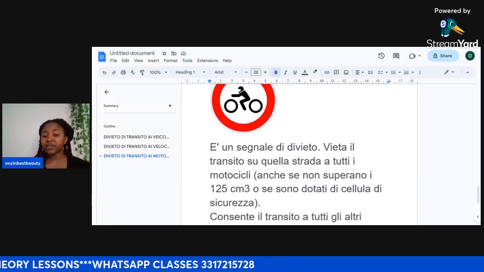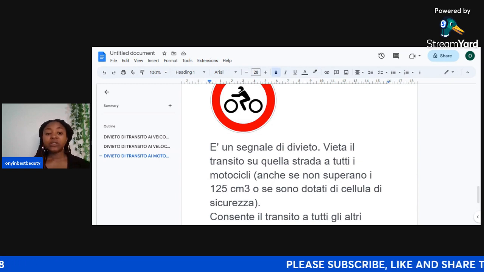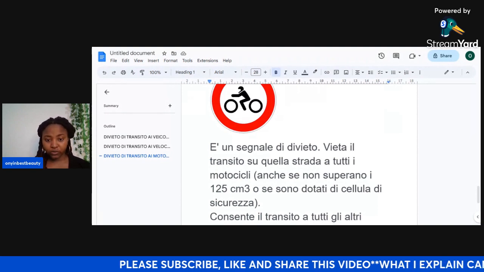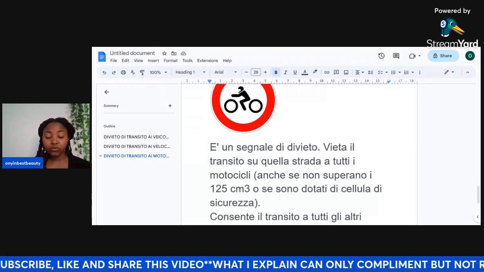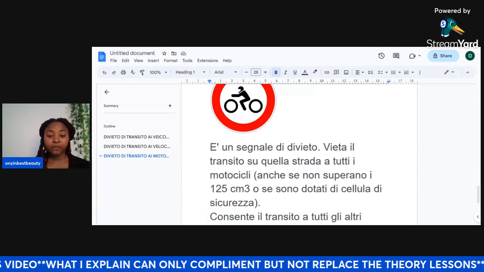È un segnale di divieto. This is segnale di divieto. Vieta il transito su quella strada a tutti i motocicli. Now, this forbids the transit of all types of motorcycles. All motorcycles, not all vehicles, sorry, all types of motorcycles, okay?